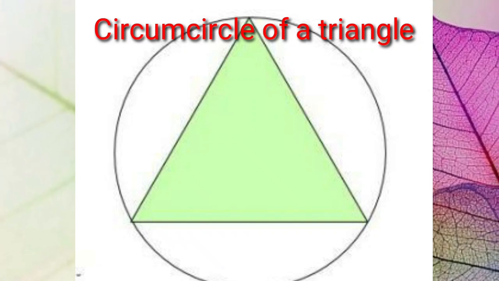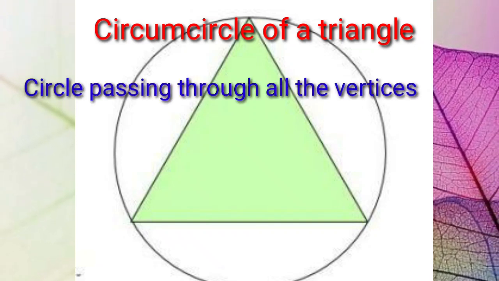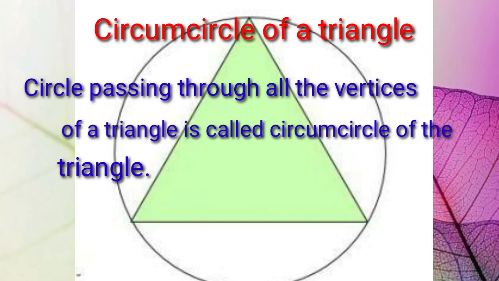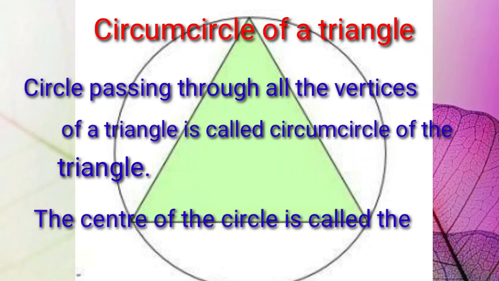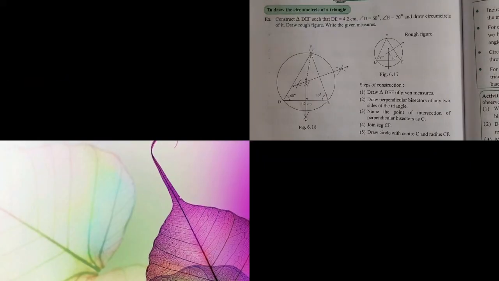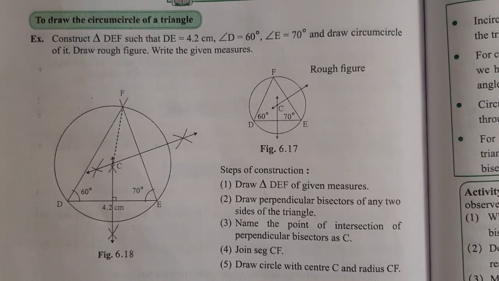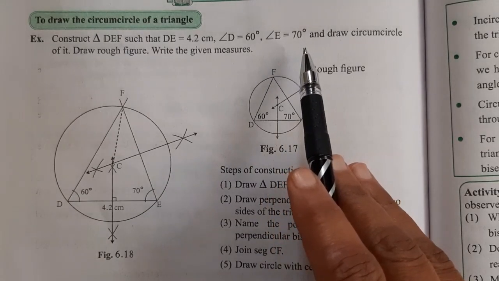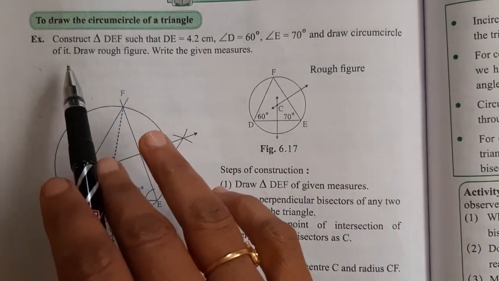Circumcircle of a triangle. The circle passing through all the vertices of a triangle is called the circumcircle of the triangle, and the center of the circle is called the circumcenter of the triangle. Construct triangle DEF such that DE equals 4.2 cm, angle D equals 60 degrees, angle E equals 70 degrees, and draw the circumcircle of it.